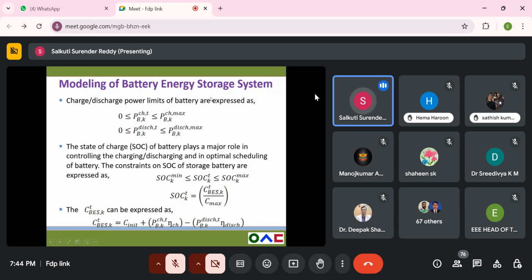Batteries can also be modeled based on the state of charge of the battery. This state of charge can be determined by the charge at a particular time. The charge at a particular time can be determined as the initial state of charge plus charging minus discharging. This is how you can also model a battery in the system.